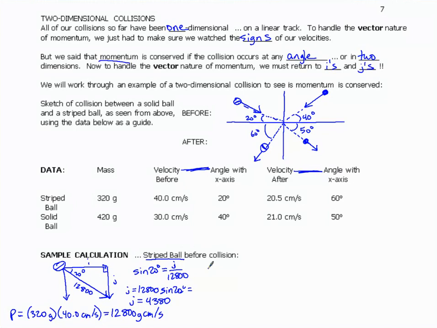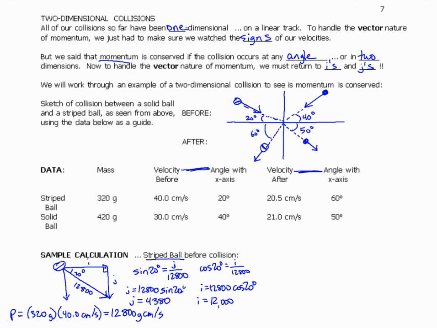To find I, we have the adjacent side to the angle and the hypotenuse. So we're looking at cosine of 20 degrees is I over the hypotenuse. I equals 12,800 times the cosine of 20 degrees, and I equals 12,000. So that's the striped ball.